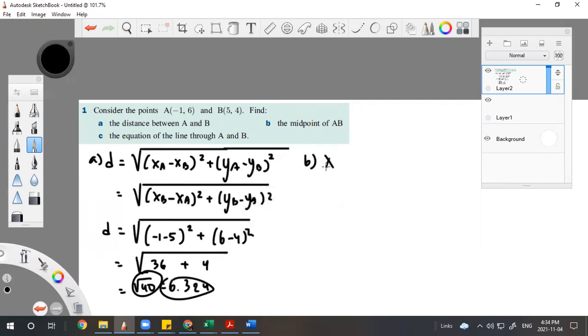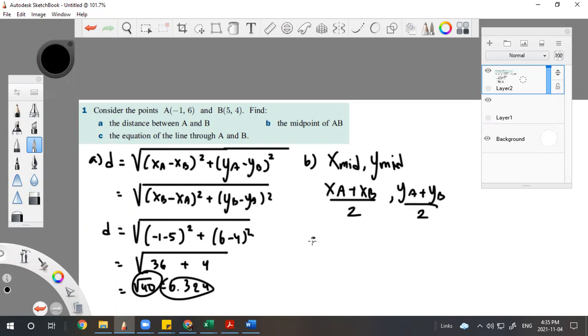What is the midpoint of AB? Not XM, but X mid, comma, Y mid. The formula is supposed to be like this: XA plus XB over 2, comma, YA plus YB over 2. Then what is XA? XA is negative 1, XB is 5, over 2, comma, YA is 6, YB is 4, over 2. So the answer will be 4 over 2 is 2, comma, 10 over 2 is 5. That's it. That's the answer.